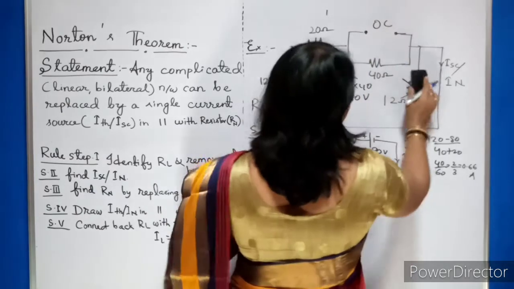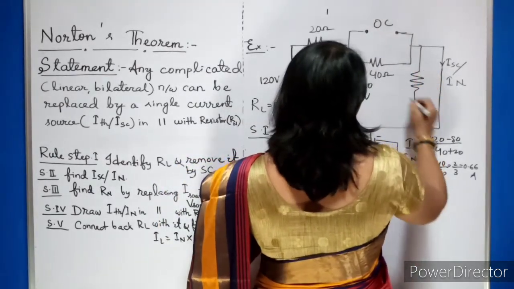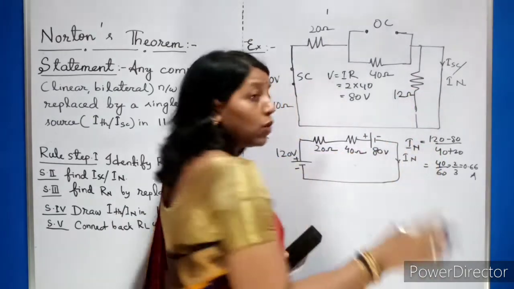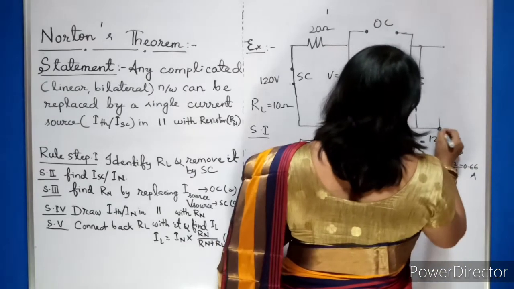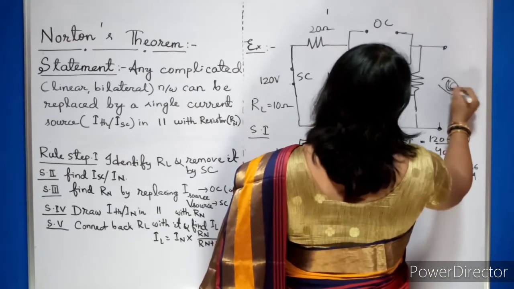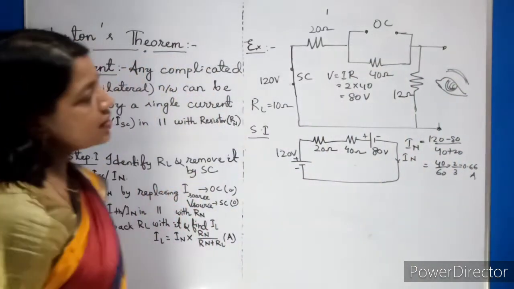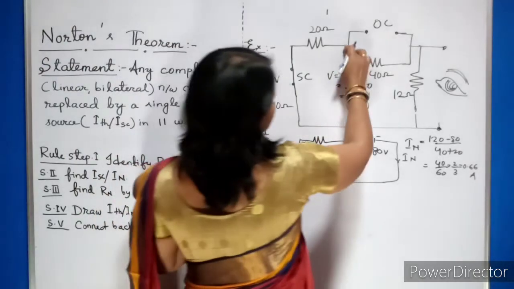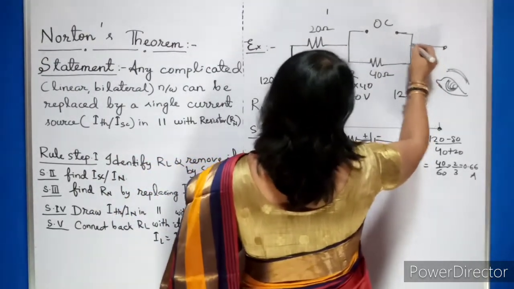You take your normal circuit. Now in such a case your resistor 12 ohms should be considered. Here you are making the open circuit at the point where your RL is connected. You keep your eyes here and you look towards it. Now just imagine this resistor, you can place it here. The current is coming here and it is now going like this.